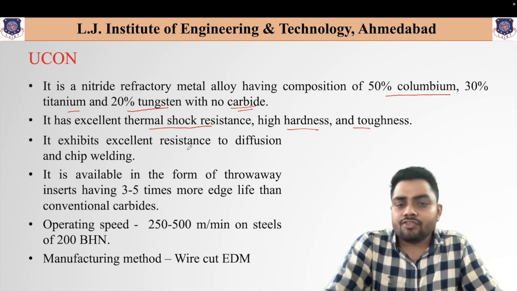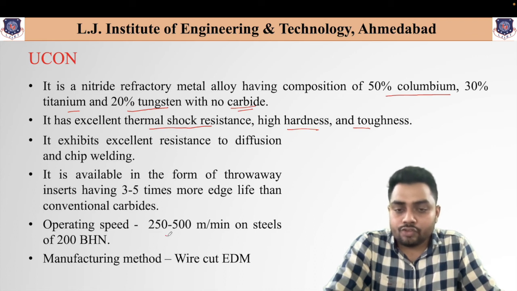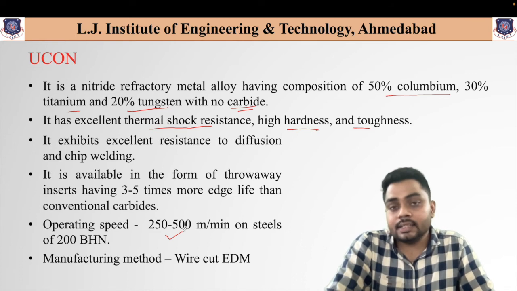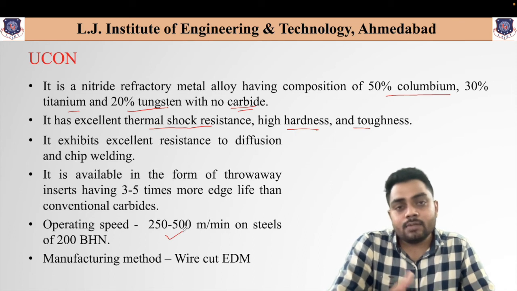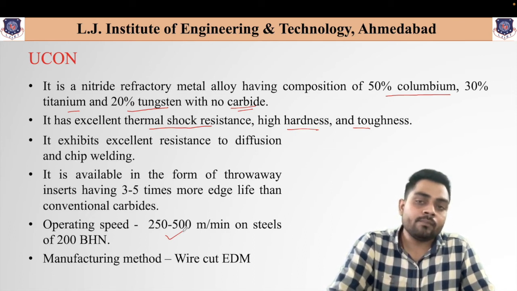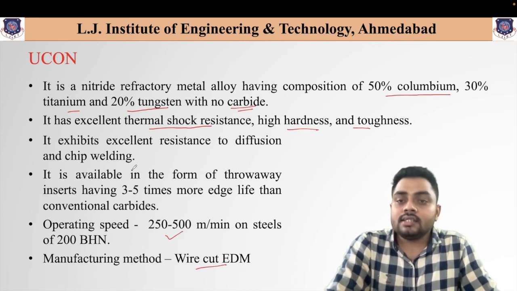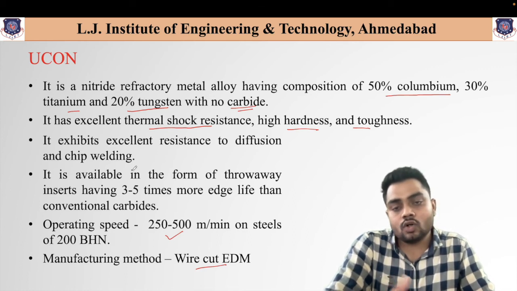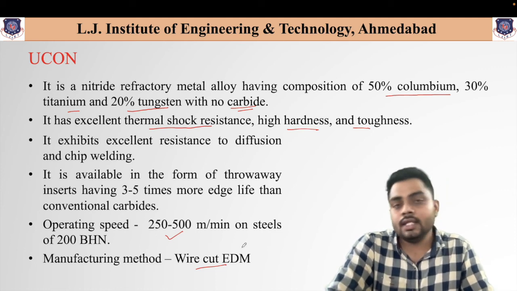It is available in the form of throwaway inserts having 3 to 5 times more edge life than conventional carbide tools. Its operating speed is 250 to 500 meters per minute on steels having 200 BHN hardness, that is the Brinell hardness number. So this 200 indicates the hardness of the component, and this can be measured in the form of Brinell hardness. And the manufacturing method of this Yukon is wire cut EDM, because Yukon is available in smaller throwaway inserts, and these inserts can be manufactured only using wire cut EDM so that we can get the exact shape and size of the tool that we require.